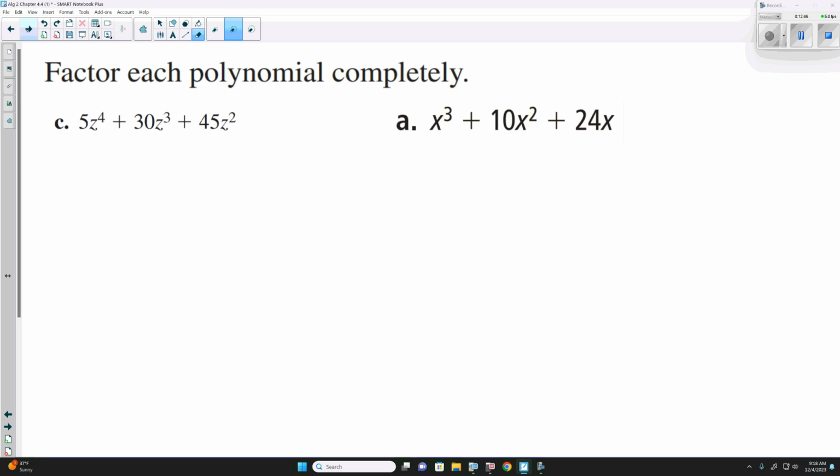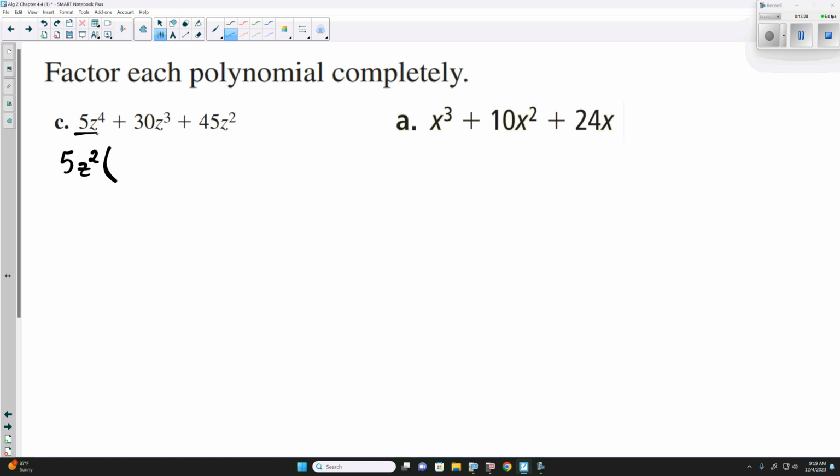Now, as we notice with these here, for the most part, it's not too different than what we did in the last chapter for factoring. We're just adding variables as part of the greatest common factor. Because if we look at C, is there a greatest common factor between 5z to the 4th, 30z cubed, and 45z squared? So we do have 5. 5 goes into 5, 30, and 45. And we also have a z to the second. 4th, 3rd, 2nd, so we can remove 2 z's from all 3 and divide each one by 5.